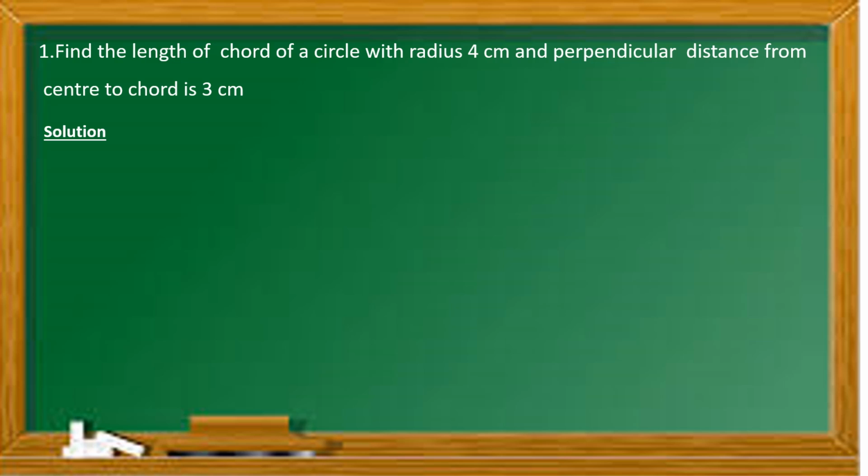Before discussing this question, you may be wondering that if we have a figure, if there is a problem to find the length of a chord, we can easily use the Pythagoras theorem, isn't it? But there are cases in which they do not give us the figure. In this case, the question is only: find the length of a chord of a circle with radius and perpendicular distance.